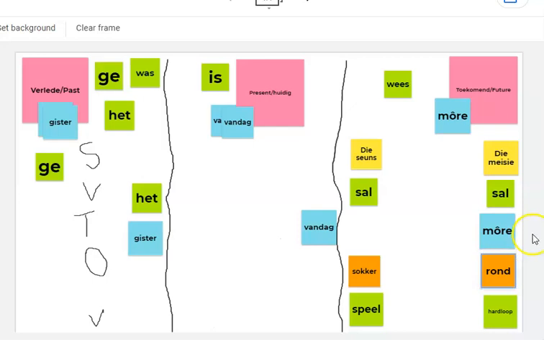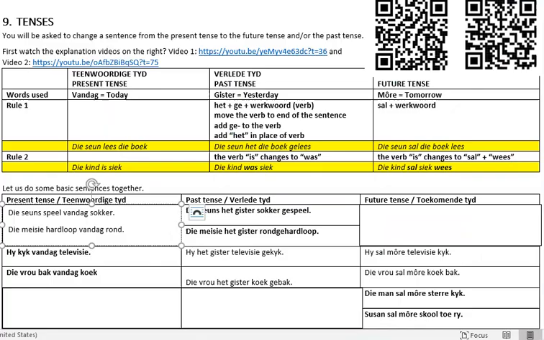So let's have a look at the sentence. Die meisie sal môre rondhardloop. And you did it. So let's have a look and let's write both of these down. First one, die seuns sal, I forgot môre. Môre soccer speel. And the next one, die meisie sal môre rondhardloop. So let's quickly do both of them. Okay. Die seuns sal môre soccer speel. And die meisie sal môre.